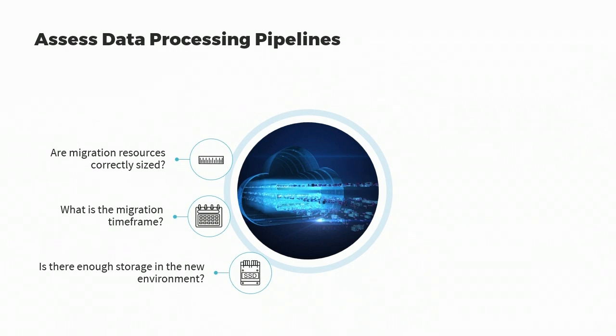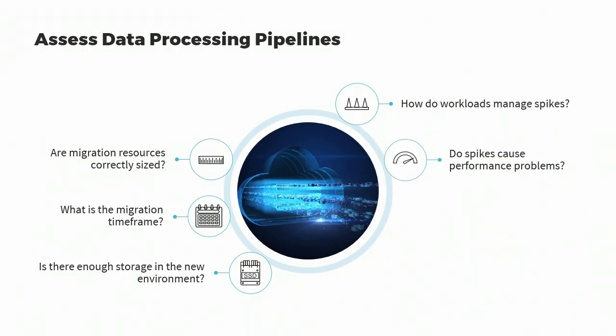And how do workloads manage our spikes? So how do they behave when they have to accommodate spikes in demand or spikes in the amount of data that they're producing in a given time window? Do spikes cause performance problems? What do those performance problems look like to the end user?